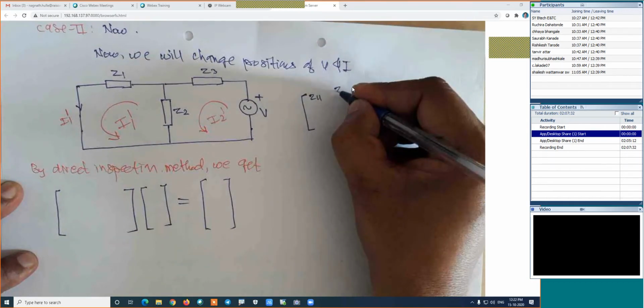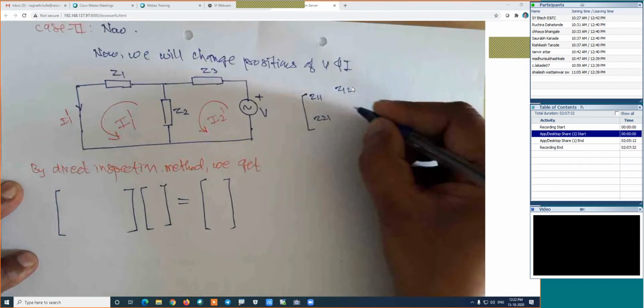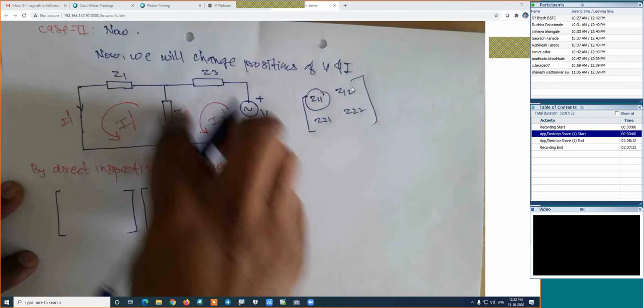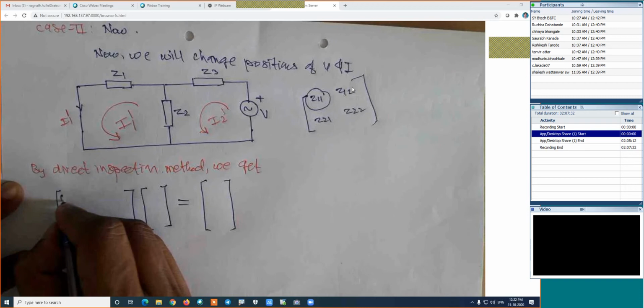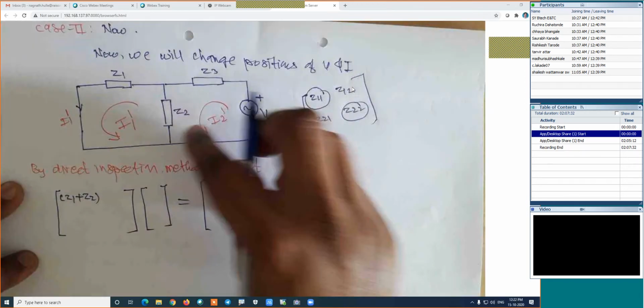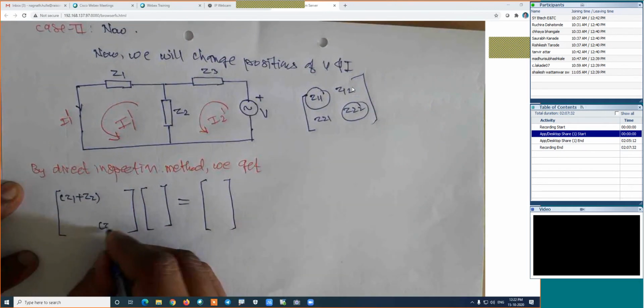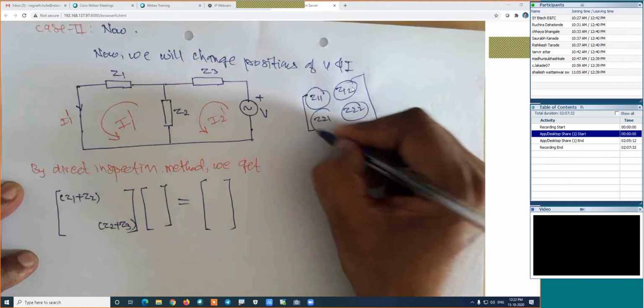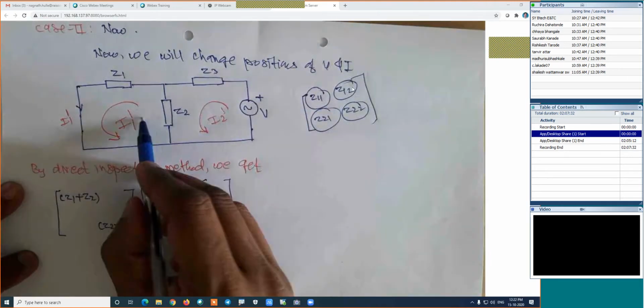Z11, Z12, Z21 and Z22. First we will find out this Z11, the impedance of the first loop. The same value again, Z1 plus Z2. This value Z22 is the impedance of the second loop, Z2 plus Z3. This value Z12 and Z21 is the impedance which is common to both, which is Z2.